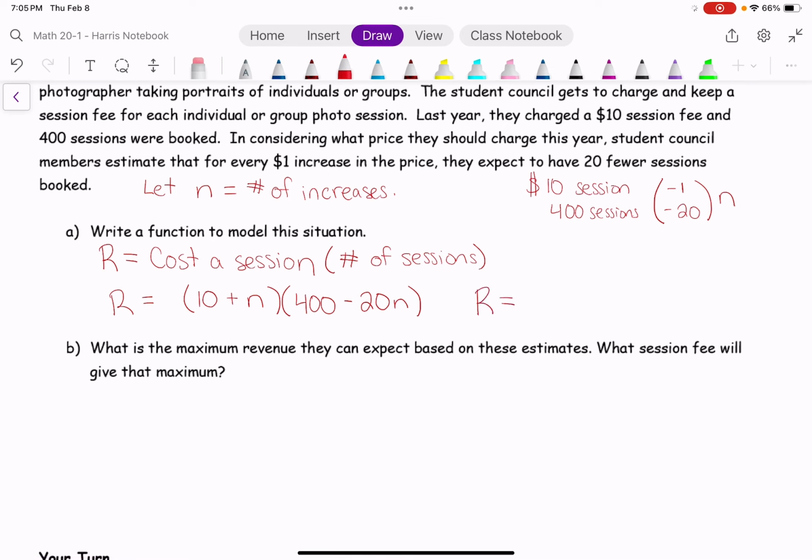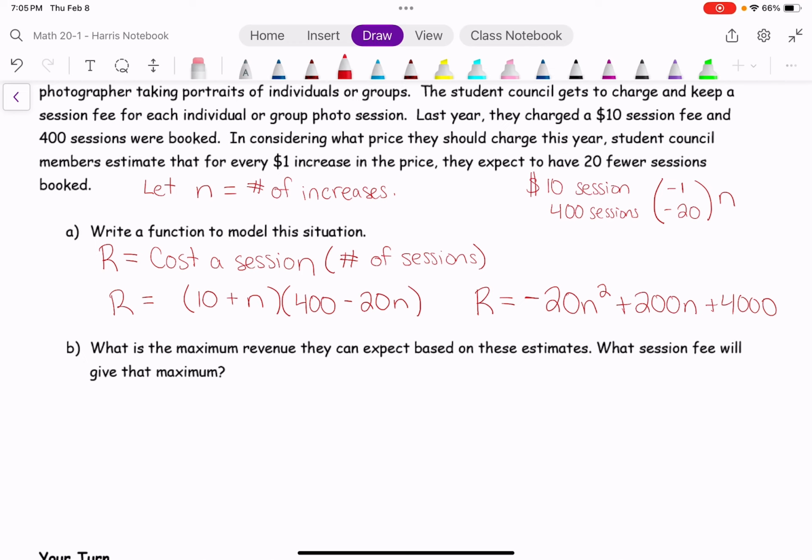I'm going to get my R is equal to, to write it out nicely, 4,000 minus 200n plus 400n minus 20n squared, so minus 20n squared plus 200n plus 4,000. So I have this standard form parabola here.